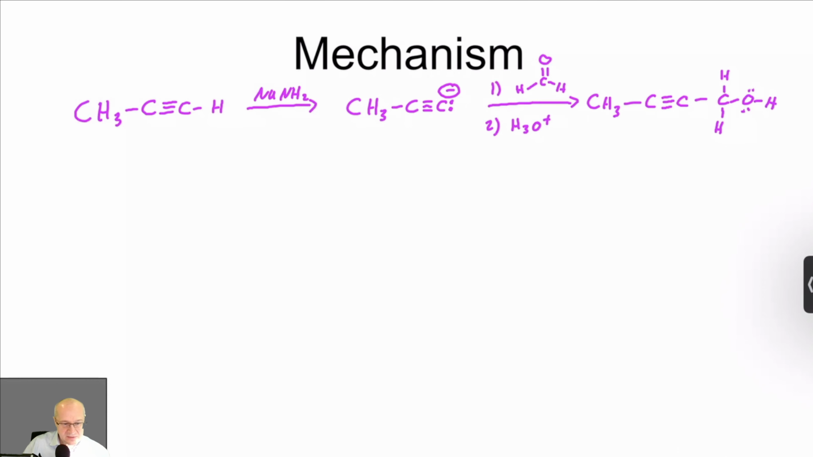Okay, that's the specific reaction we're going to talk about. Let's see the mechanism. So the amide will attack the hydrogen. The lone pair will fall back into the carbon to form the anion.